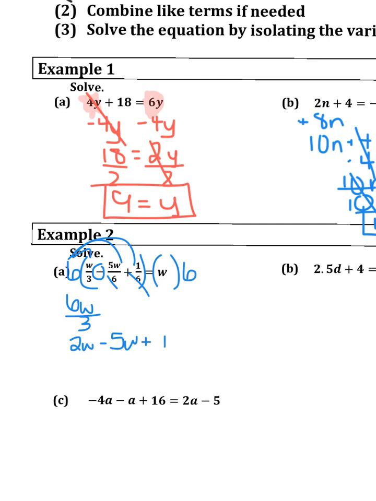And then don't forget on the other side, we multiplied the w by 6, so we have 6w over there. So we still have our work cut out for us in this problem. What we would have to do next is subtract the 2w minus 5w to combine the like terms on this side, which is going to give us negative 3w plus 1 equals 6w.